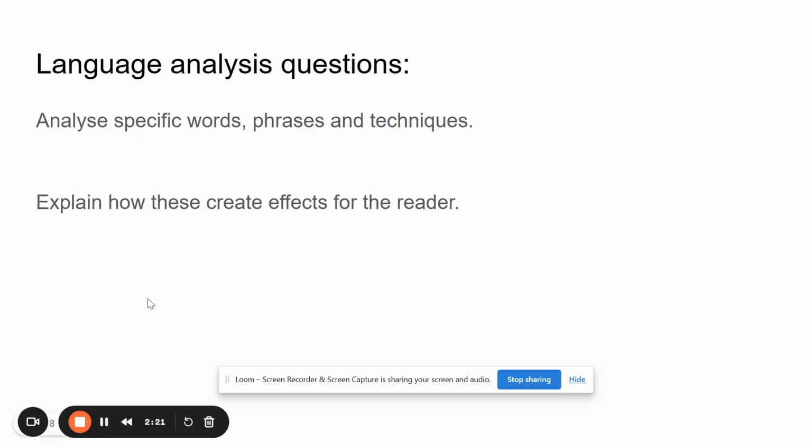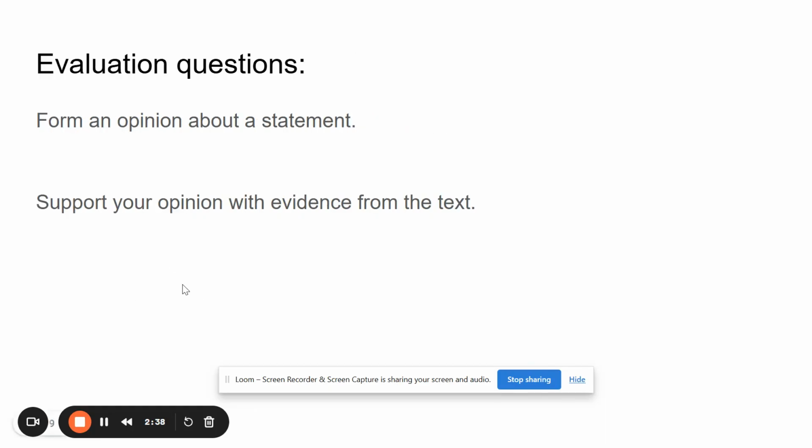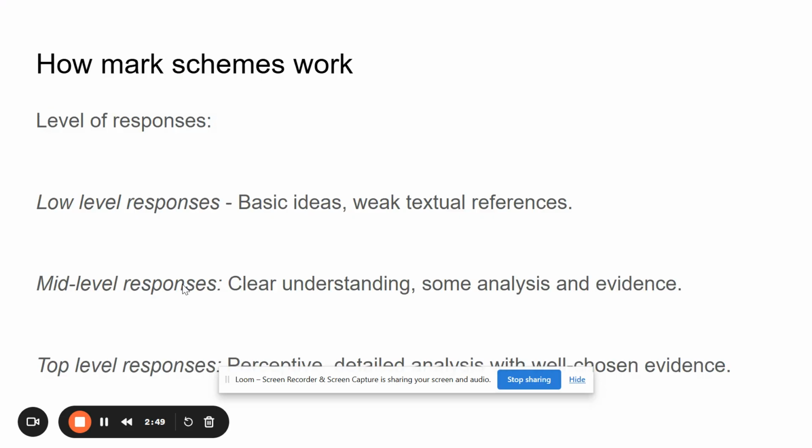Language analysis questions. To do well on this, you need to analyse specific words, phrases, and techniques and explain how these create effects for the reader. It's not enough to just feature spot, you need to explain the effect on the reader. Evaluation questions. These form an opinion about a statement, and you need to make sure that you support your opinion with evidence from the text.